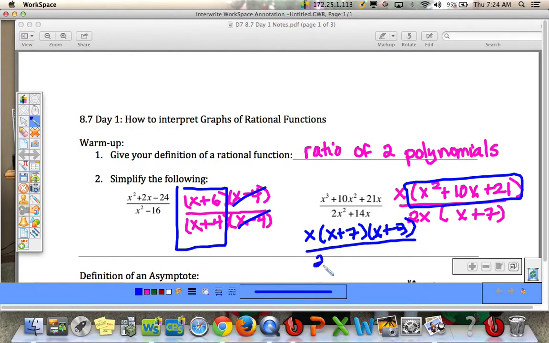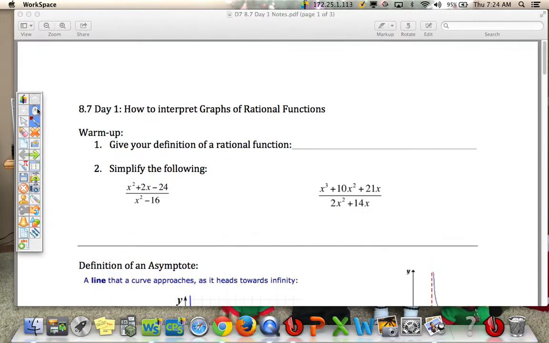On the bottom we have 2x, x plus 7. Cancel any ones. In this case, it would be the x plus 7s, the x's, and it looks like that's it. So we're left with x plus 3 over 2. And there's the factored form, simplified form.